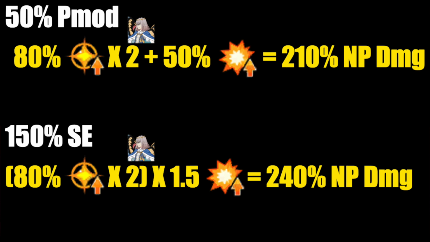So the difference is, there are pros and cons. The pro is that it applies to face cards and NP. But the con is that if you have a bunch of different crit steroids or NP damage up steroids, it ends up being watered down because they're additive. There you go.